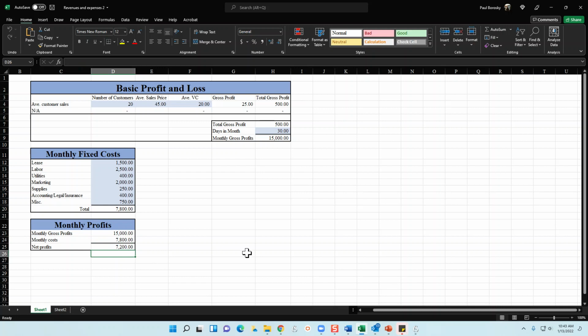Now, as entrepreneurs, we might take a look at $7,200 and say, you know what, that's just not enough money for us. So what we can now do is change our profits or change our revenues. We can lower our costs or change our costs to target our monthly profits.